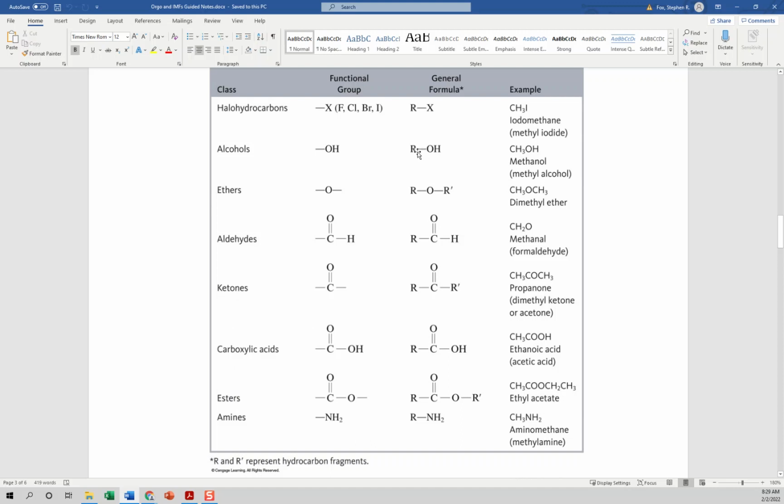R just means the carbon chain extends this way. So you have a carbon chain, and it could be 100 carbons over here, or it could just be one carbon. But what we're saying is an alcohol is an OH group attached to one of the carbons in your carbon chain, right? The way to read this, what an ether is, is when you have an oxygen interrupting the carbon chain. So you have a carbon chain this way and a carbon chain this way.